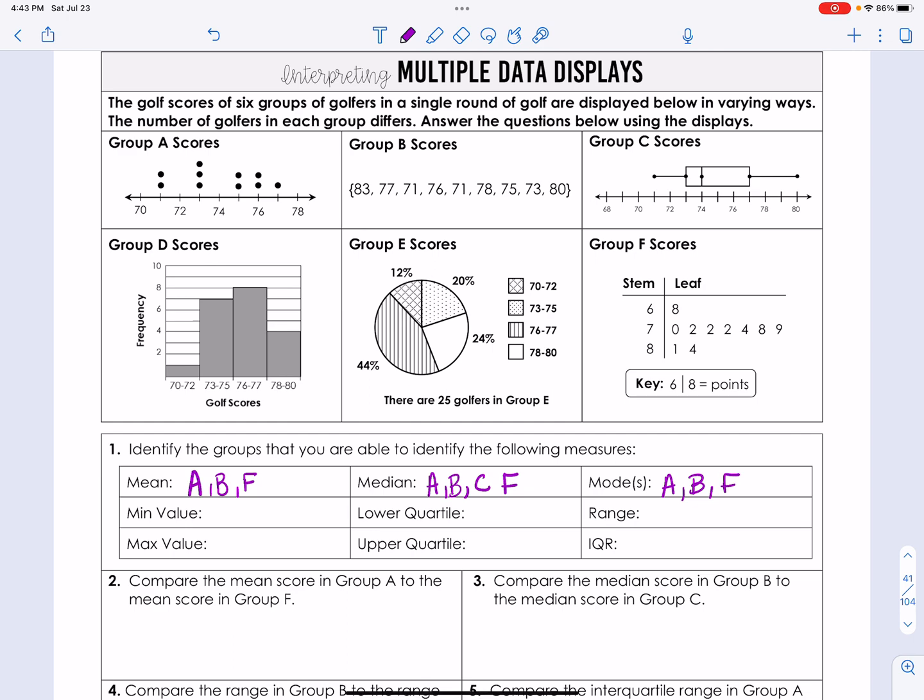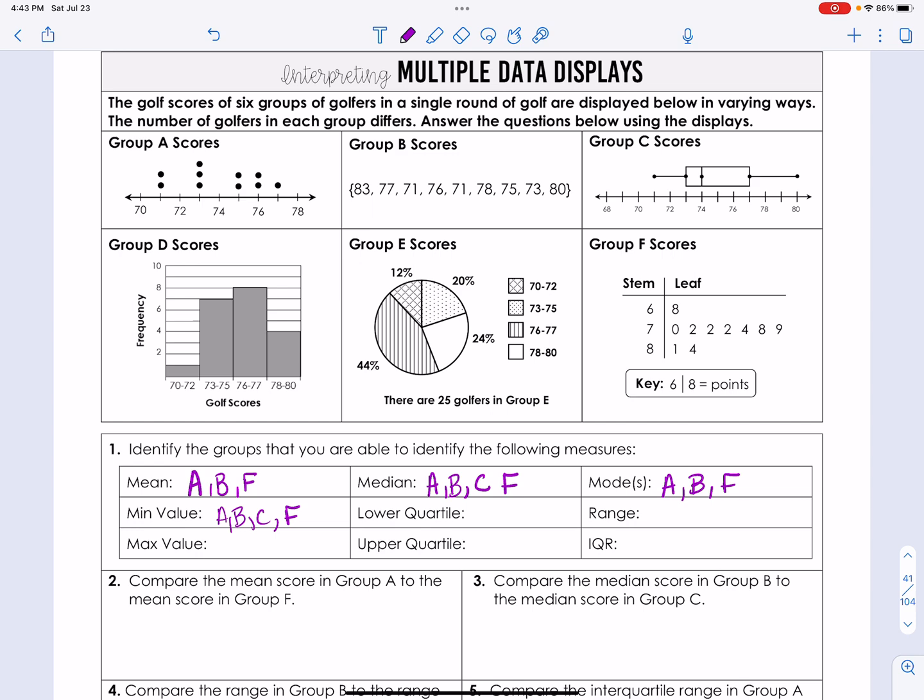Okay. What about a min value? I could see it in A. I can see it in B. I can see it in C. I can't necessarily see it in D. Is it 70? Is it 71? Is it 72? I don't know. Same with E. Is it 70? Is it 71? Is it 72? I don't know. But I can see the min value at 68 in F.